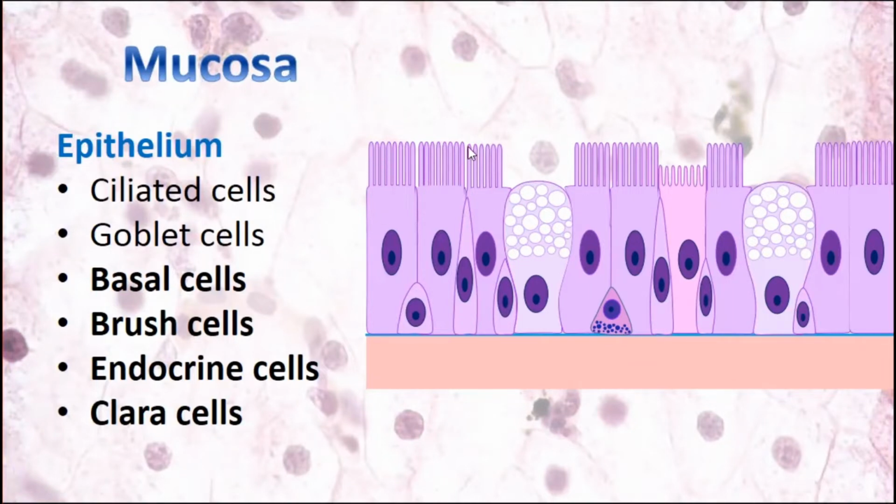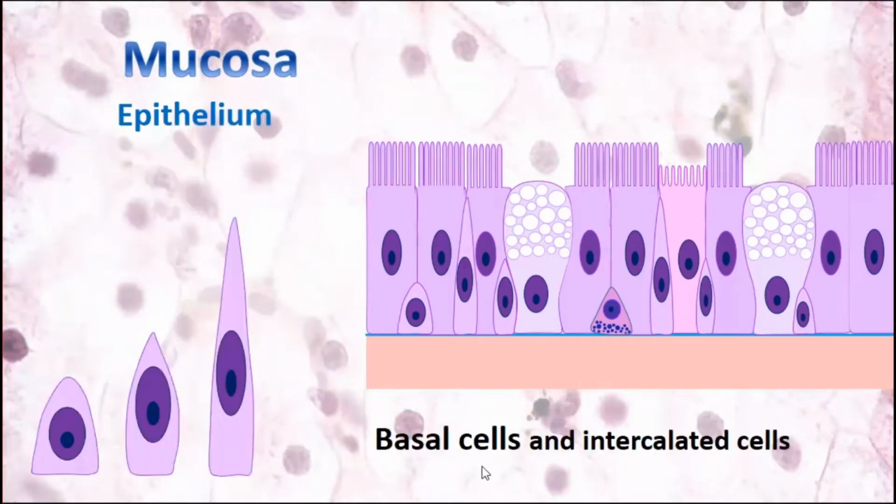So the main cells are ciliated and goblet cells. But also we have basal cells, brush cells, endocrine cells, Clara cells, and let's look at what those cells are. First of all, there are basal cells, and here we can see basal cells. They are short, small cells located near the basal membrane. And also we have intercalated cells. They are taller than basal cells, and they are located between tall ciliated cells. Here we can see a basal cell and an intercalated cell.